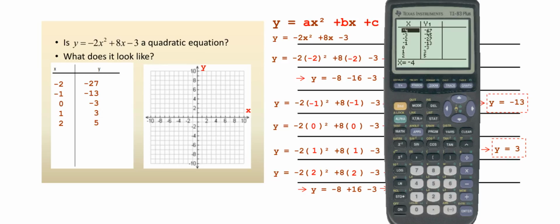Since we started with a negative 2 gives us negative 27. That's correct. We got the right answer. Negative 1 gives us negative 13. Yep, that's correct. I'm just checking that we got the right answers. At 0 we get negative 3, correct. At 1 we get 3. At 2 we get 5. And at 3 we get 3.